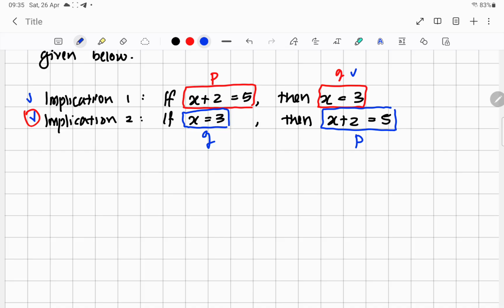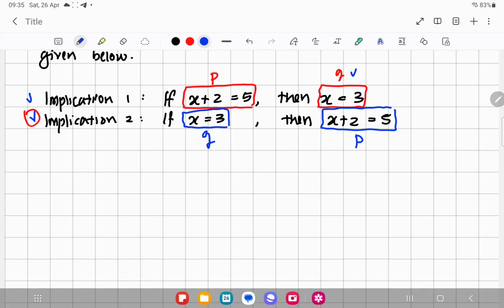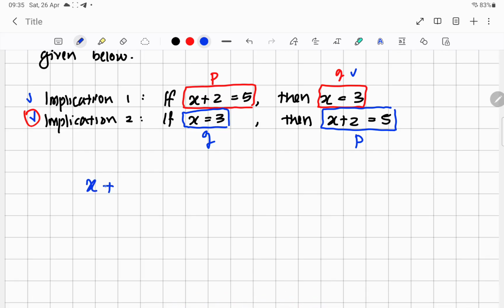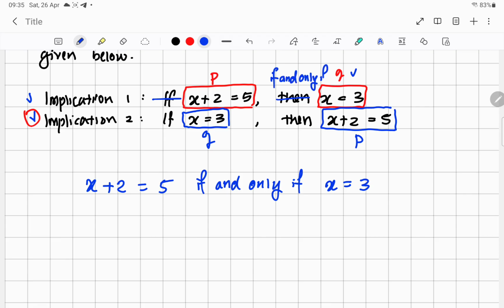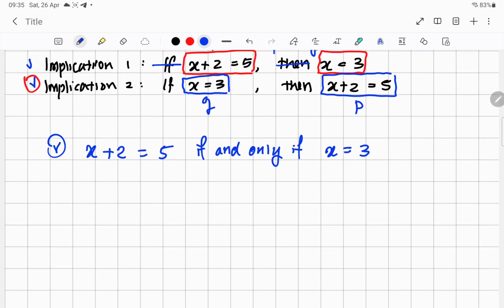So how? You can choose either implication 1 or implication 2 to make this. I take implication 1 for example. Your answer will be, you take the P only, so x plus 2 equals 5, then you add "if and only if", then your Q, x equals 3. So you cut off the "if" and "then", and you put "if and only if" in the middle. This is the first answer.